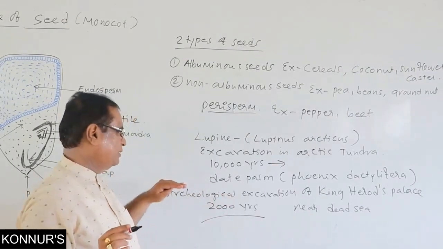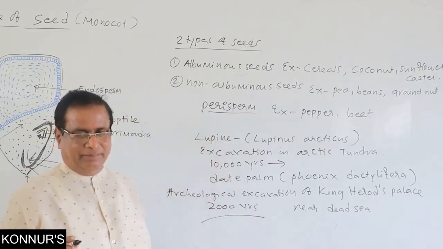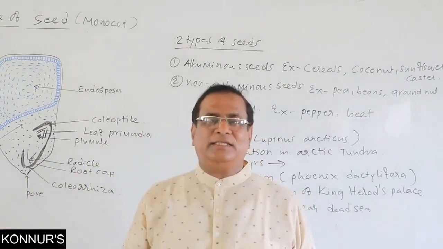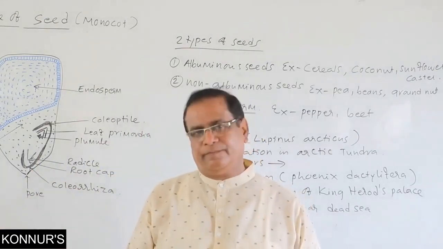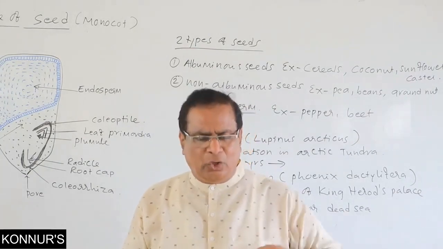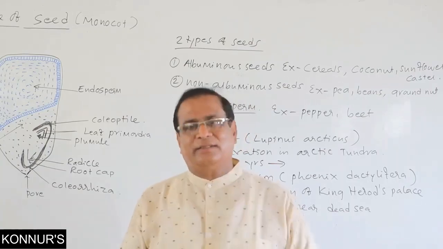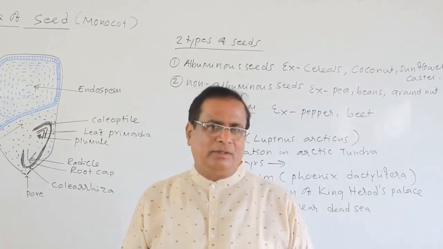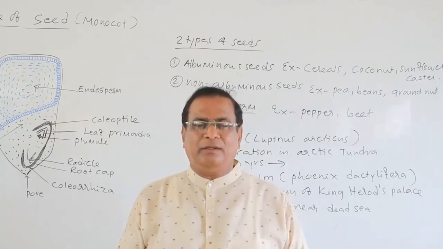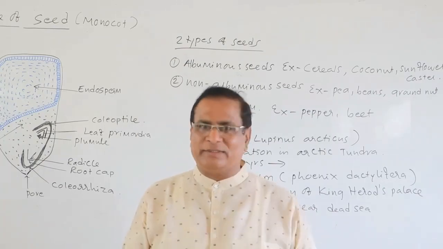And the dormancy period for lupin is 10,000 years. As far as the number of seeds is concerned, in cereals there is just one seed in a fruit. There are many examples like orchids, with innumerable, very minute seeds. Even in ficus, the banyan tree, if you collect all the fruits of one tree, there are many billion seeds.